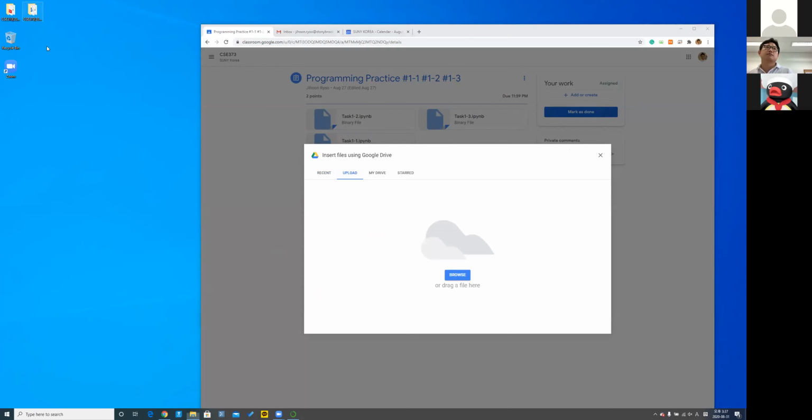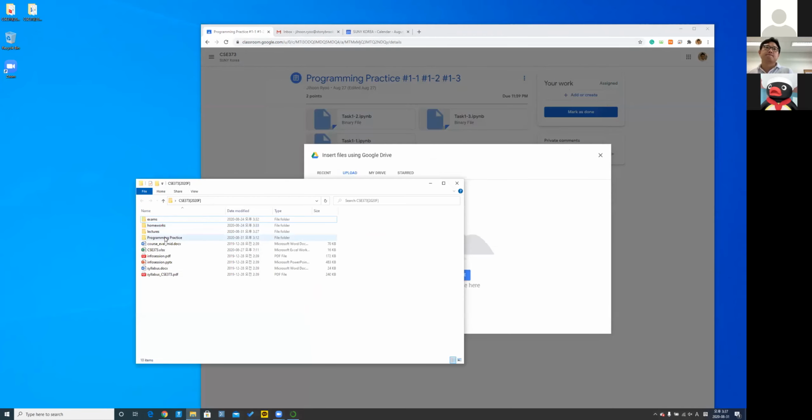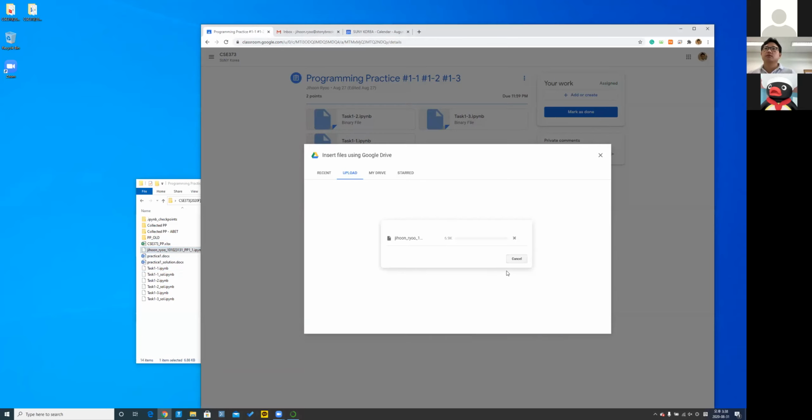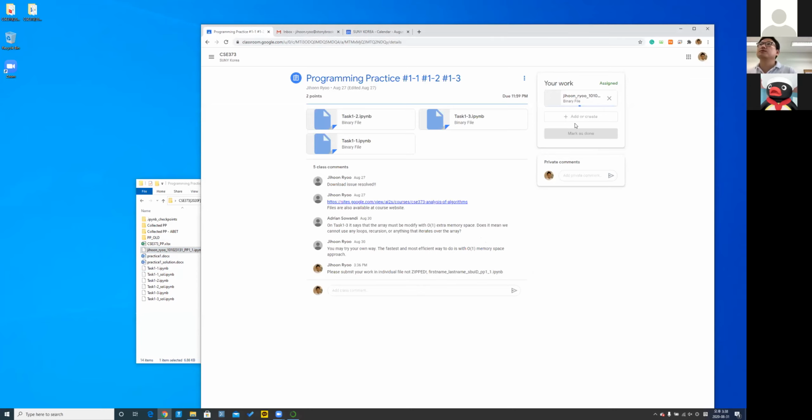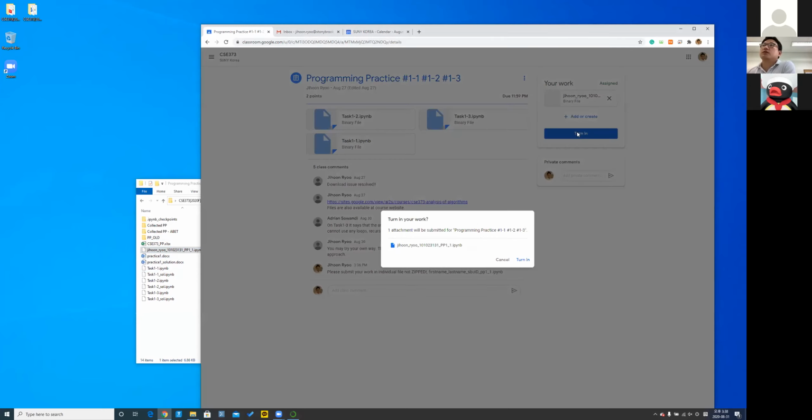Let me try. PPE. Copying this. First name, last name, SBUID, which is not correct, and PP1_1. Okay, then you're gonna keep sending 3 of those, then turn in. This is how you submit your homework.